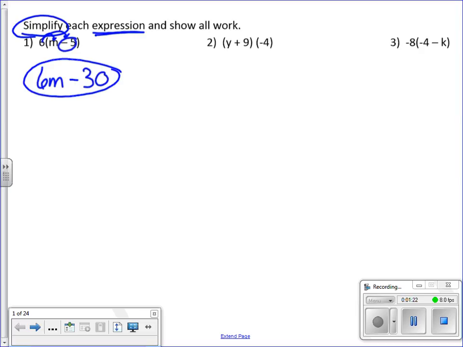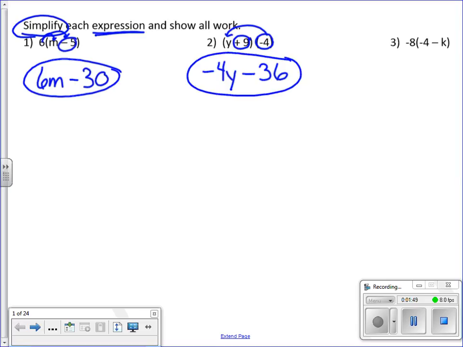This one here, number 2, looks the same, except the only difference is they have the -4 before the y plus 9. So I can do it this way. It's going to be -4 times a positive y gives me a -4y. And then again, -4 times a positive 9, which gives me a -36. And then this is my answer here. That's as simple as it gets. So there's my answer there.